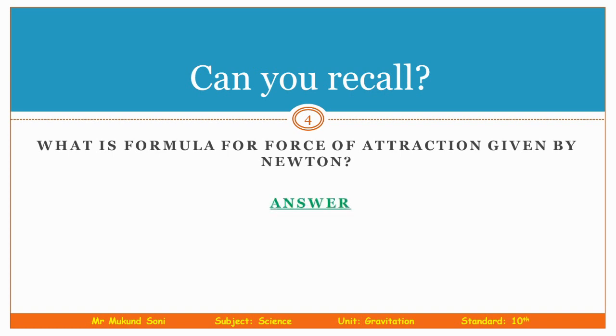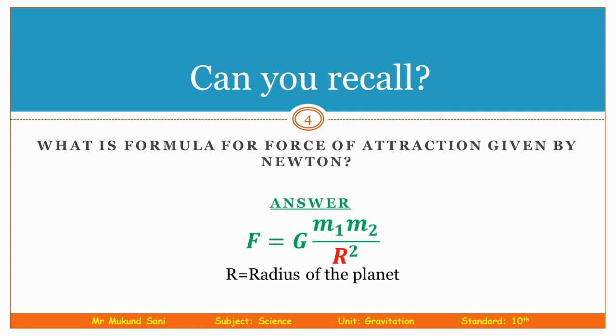That is F equals G m1 m2 upon r square, where r stands for the radius of the planet. G, capital G, stands for the universal gravitational constant. This has some constant fixed value which does not change. m1 and m2 are the masses of the objects, and putting the values in this formula will bring us the answer for the force of attraction given by Newton.